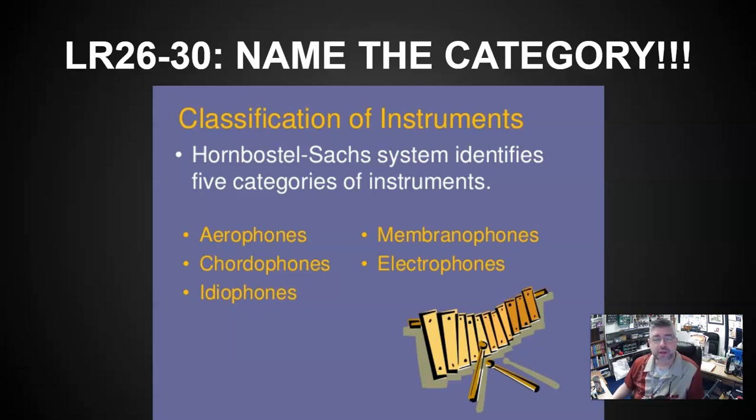Welcome back. We have now looked at all 5 categories of musical instruments: aerophones, chordophones, idiophones, membranophones, and electrophones. Now we're going to listen to one of each just to reinforce what we already know. So the aerophones are the first ones we're going to look at, specifically the trumpet.